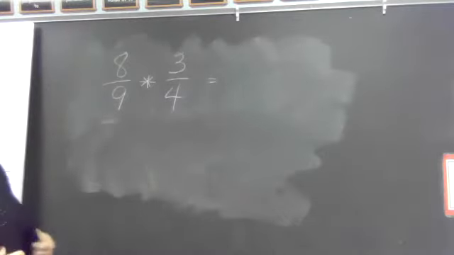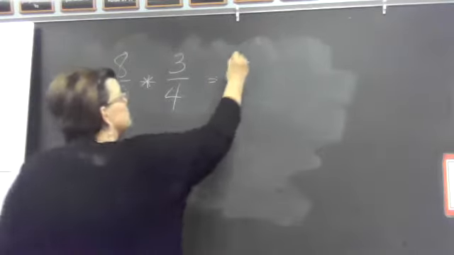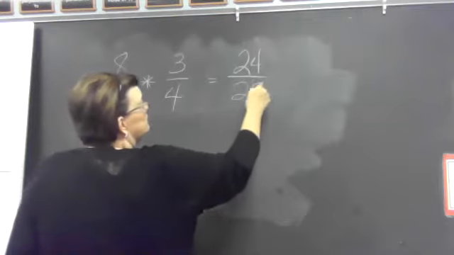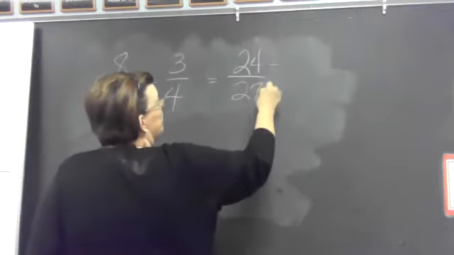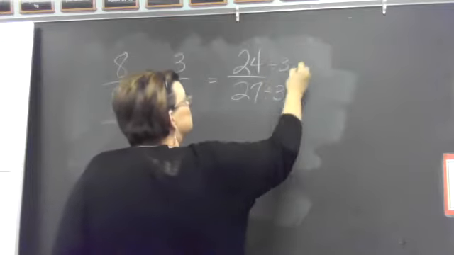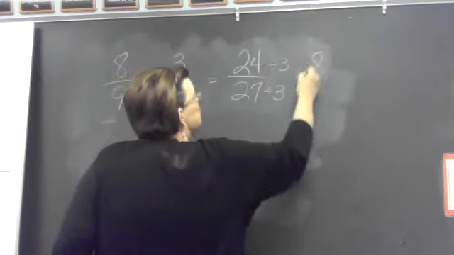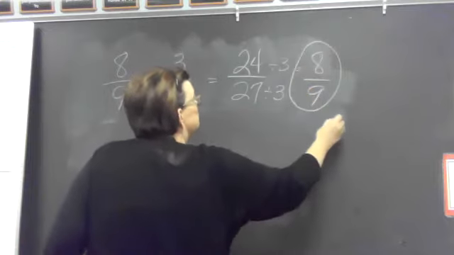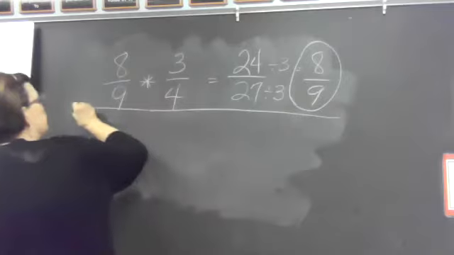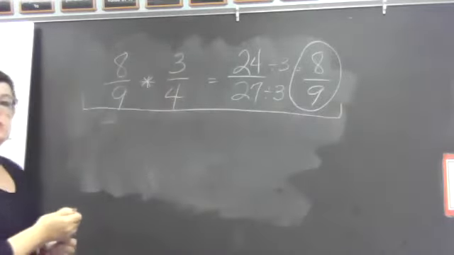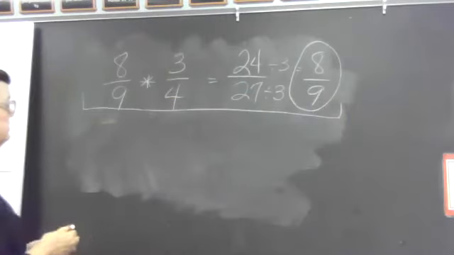Now, yes, if you have trouble with cross-canceling, you can come straight across and say 24 over 27, then divide the top and the bottom by 3, and then you get 8/9 for our final answer. But when you get used to cross-canceling, it's so much easier. You'll start to see the cross-canceling.